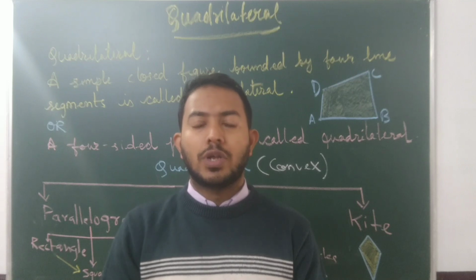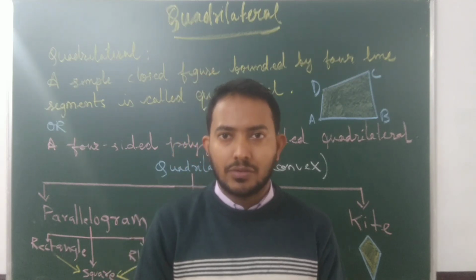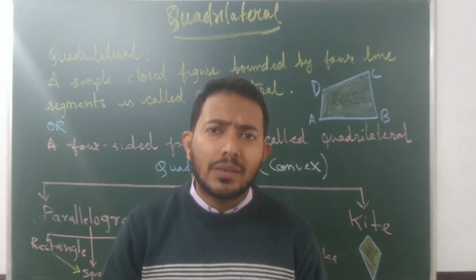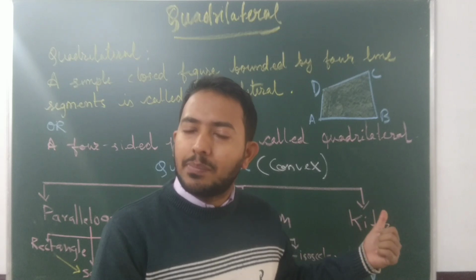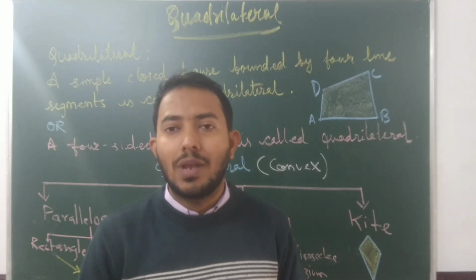Namaste students. Today we are going to start a new chapter, that is quadrilateral, and we will try to understand this chapter. So quadrilateral means a four-sided polygon. Four-sided polygon means what? A simple closed figure bounded by four line segments.